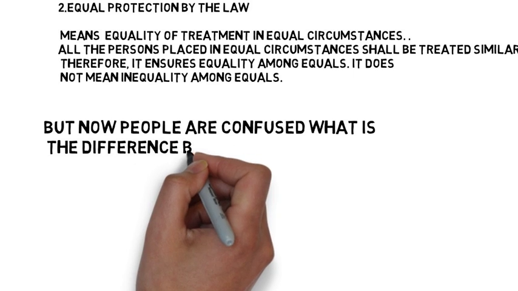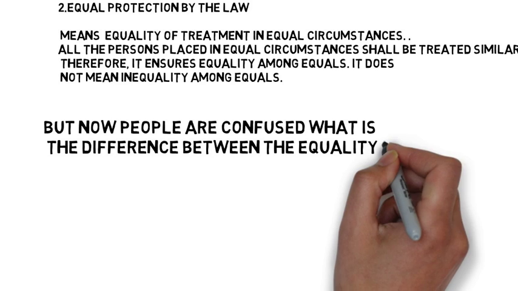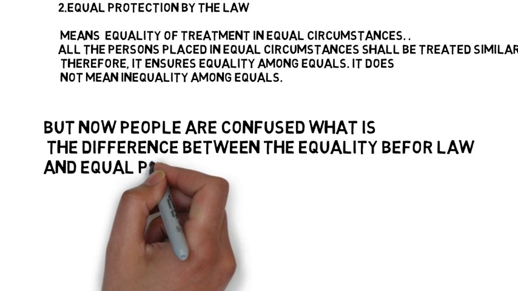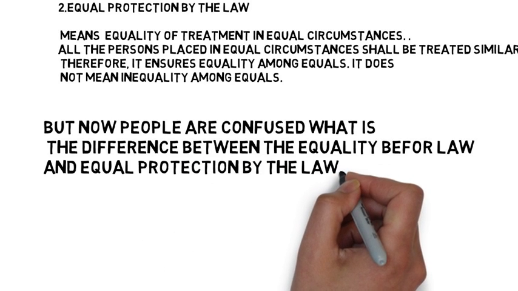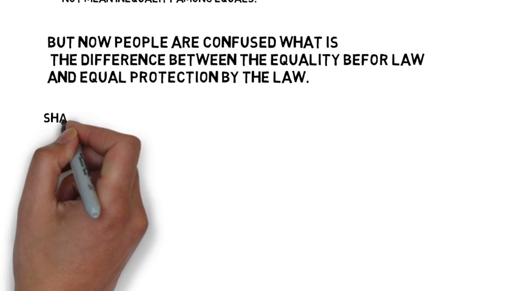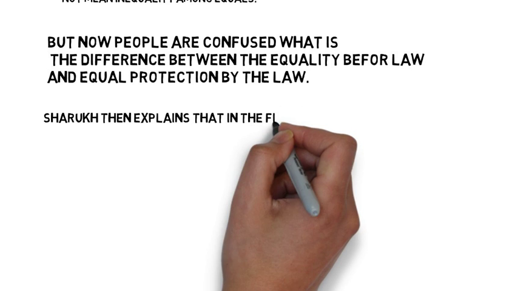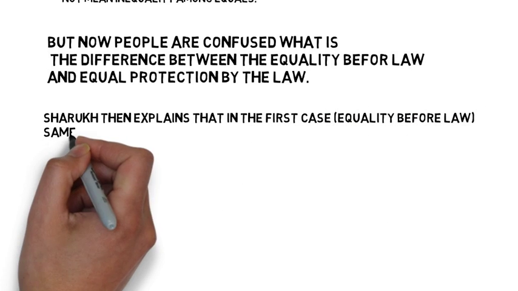Now the people are confused. What is the difference between equality before law and equal protection by the law? Shah Rukh then explains that in the first case, equality before law means that the same laws apply to all. Even if the president commits a crime, he will be prosecuted in the same court and under the same laws in which an ordinary person will be.